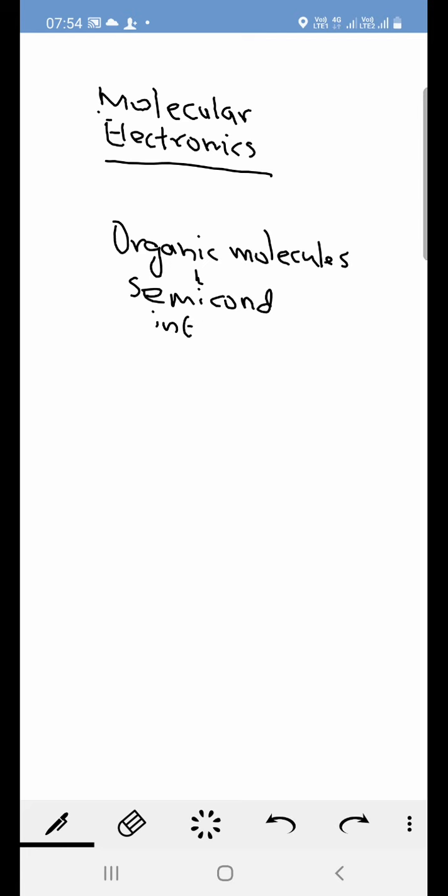Now, organic molecules form a semiconducting interface. It can be used as a semiconductive interface. And there is a current-driven desorption taking place in these organic molecules.